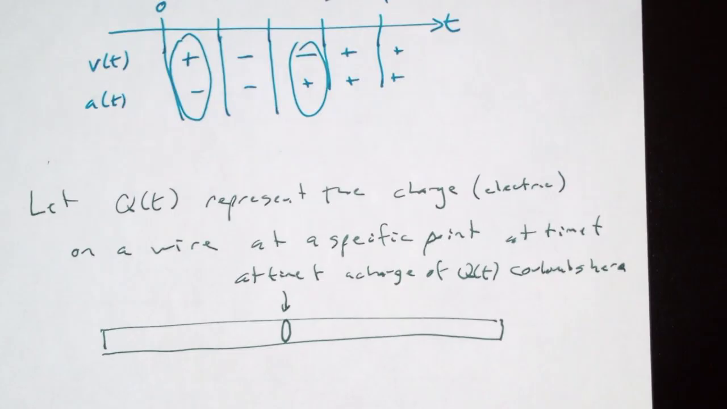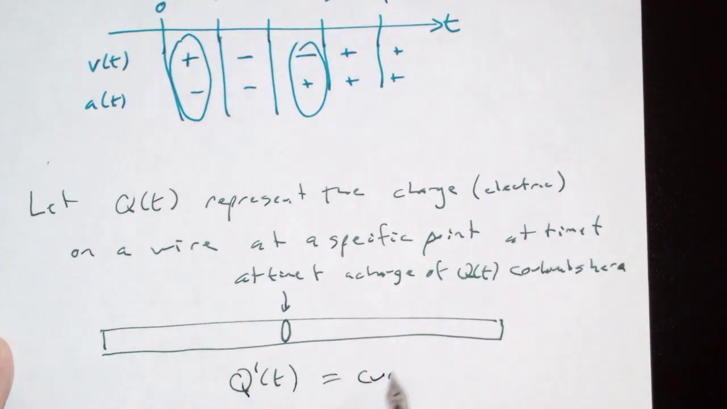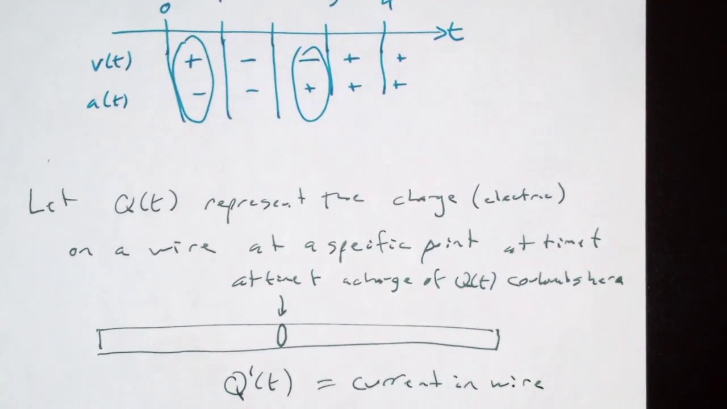But electricity is electrons moving. Technically, it's electrons moving the other way and the little positive holes that leave behind moving one way, but that's neither here nor there. If I measure the change in charge, that's the current in the wire. Anybody know the units for current?